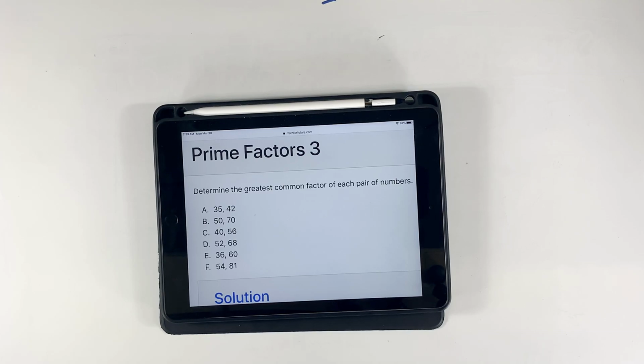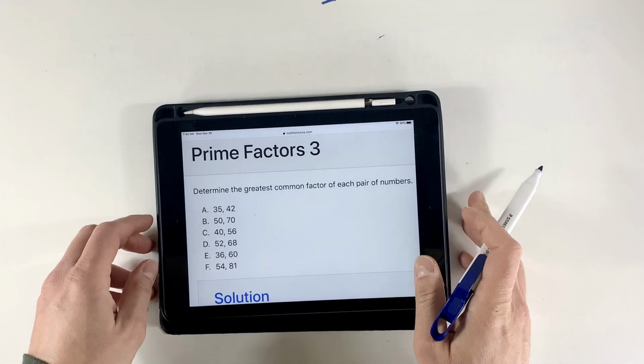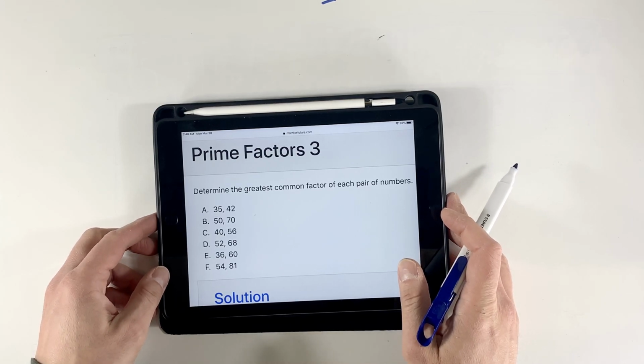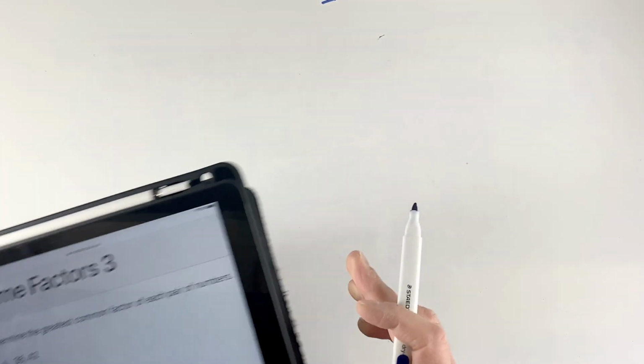Determine the greatest common factor of each pair of numbers. So to do this, we will need to do a prime factorization of each number. So let's start with the first pair.